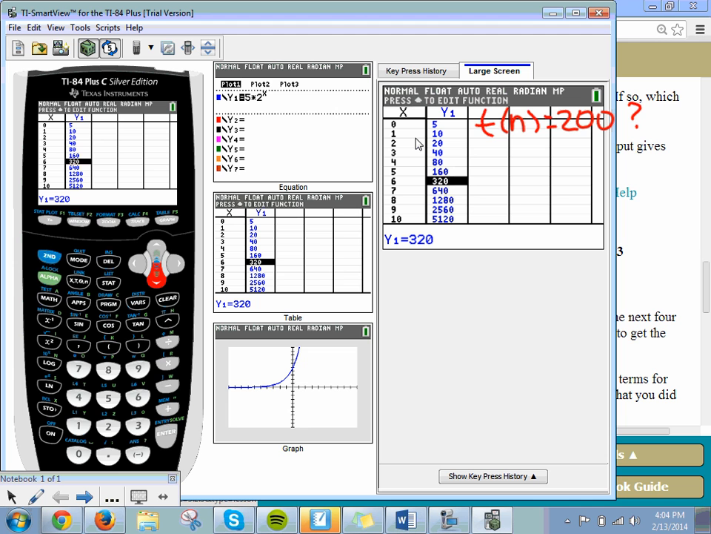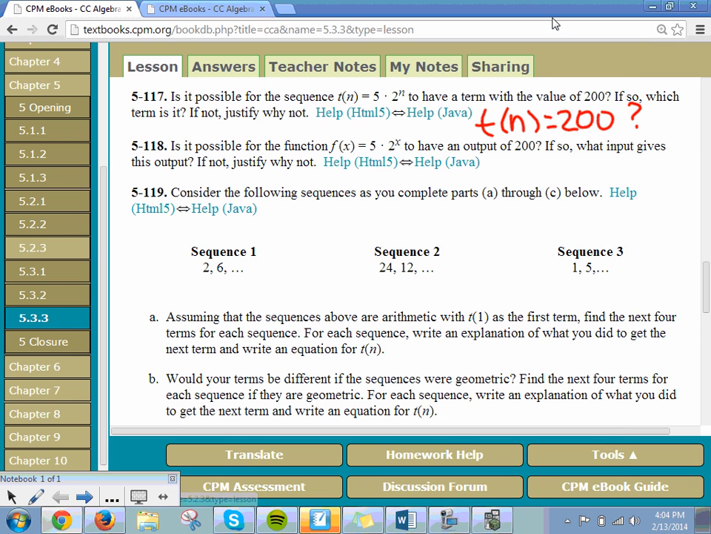So we talked about how sequences today have very restricted domain values. And so we know that 200 has to fall between 160 and 320, but because our domain has to be positive whole numbers, the fact that it's not showing up on our table means that it's not going to be in there. There's no positive whole number that when we plug it in for n, we'll get 200 back out. And so for 117, our answer is no. There is not a value.